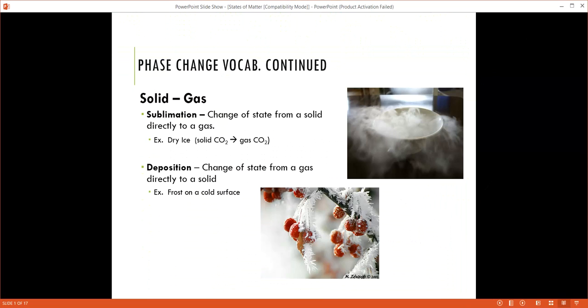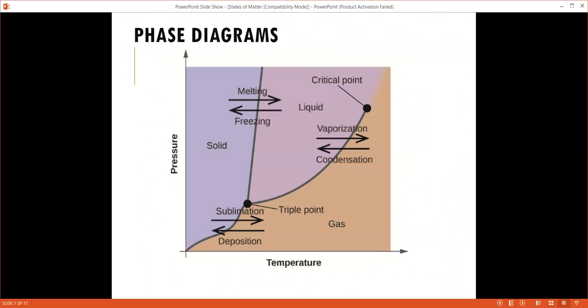A great example of that is on a late fall morning or early spring morning, you can see frost on your windshield, your grass, maybe the trees or the bushes outside. Frost is gaseous water vapor depositing itself quickly and going through deposition. So it's going from a gas phase to a solid phase very quickly on the surfaces of those objects.